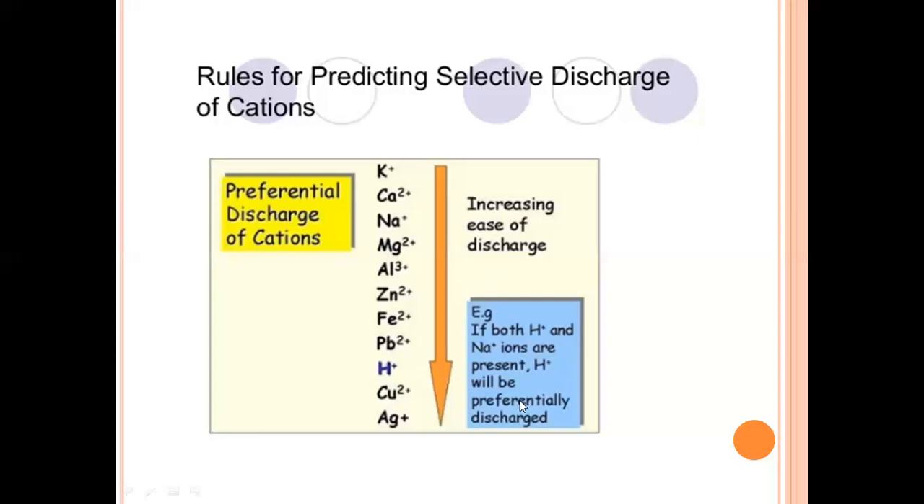So if hydrogen ion and sodium ion are present in a solution, which is preferable? Yes, hydrogen ion is preferable in that condition. Okay, if hydrogen and copper are present in a solution, then which will be preferable? Which is present below in this series? So copper is present below hydrogen. It means copper ion is preferable if hydrogen and copper are present in the same solution.